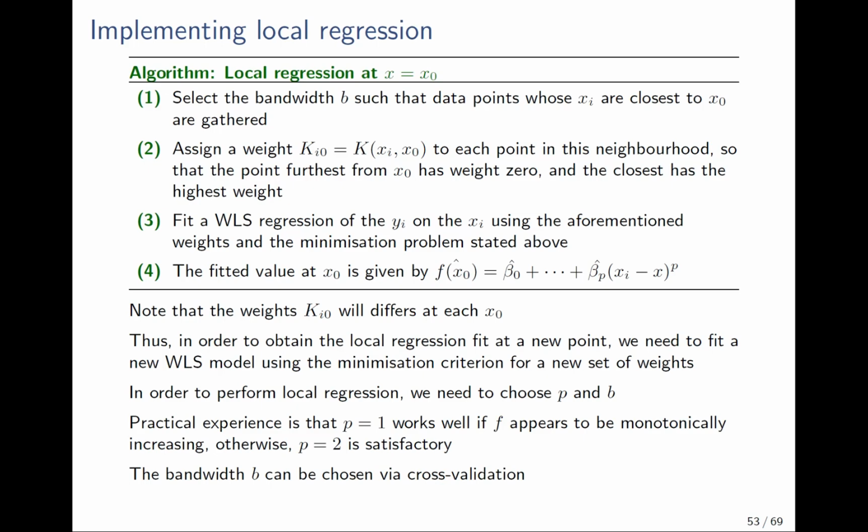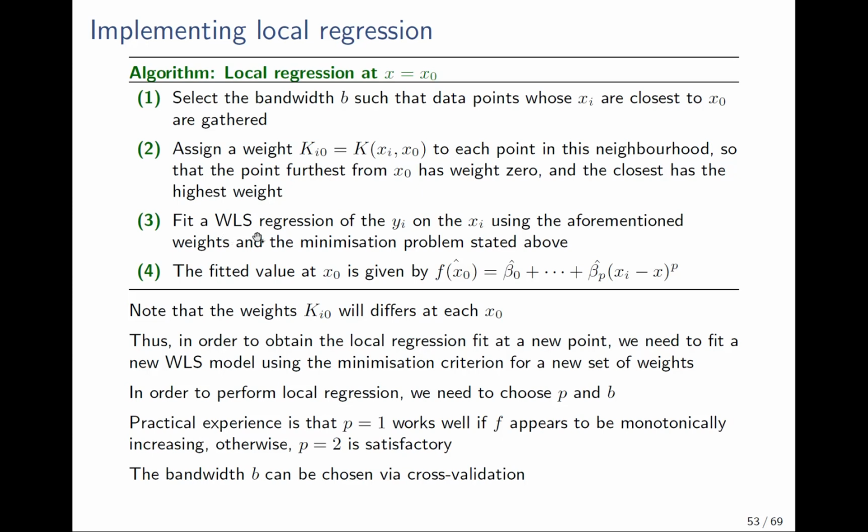It might be clearer to understand this just by going through it as an algorithm. The way local regression works is we want to fit a local regression at some point x equals x naught, say. So we select the bandwidth such that the data points closest to x naught are gathered together. That's the bandwidth we select, and we'll look in a minute at how different bandwidths can affect things. We assign a weight to each point in this neighbourhood so that the point furthest from x naught has weight 0 and the closest one has the highest weight, and we do this through some kernel function.